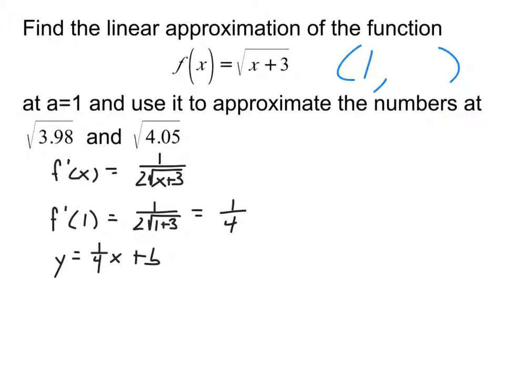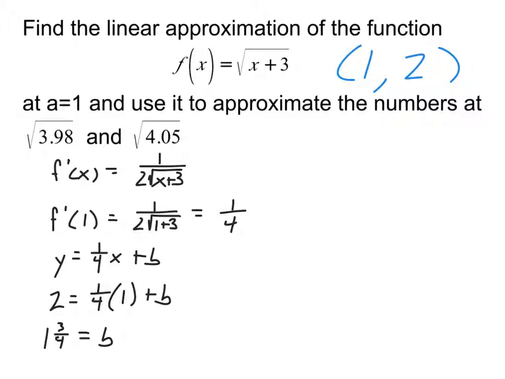So 1 plus 3 is 4. Square root of 4, yes, is 2. So that's the y value you're using. So plug those in to find your b value from there. So we find our b value by plugging in. I wrote it as 1 3/4. You could write it as 7/4 or 1.75. They're all the same. They're all going to work there.